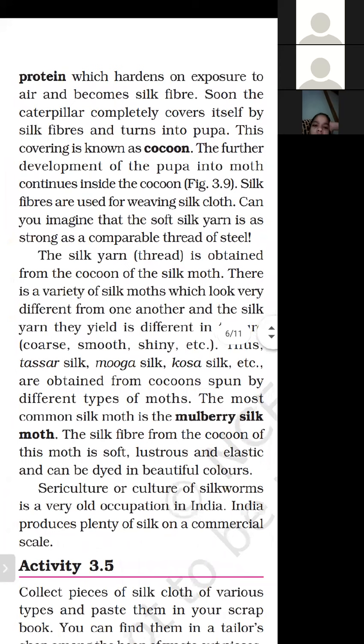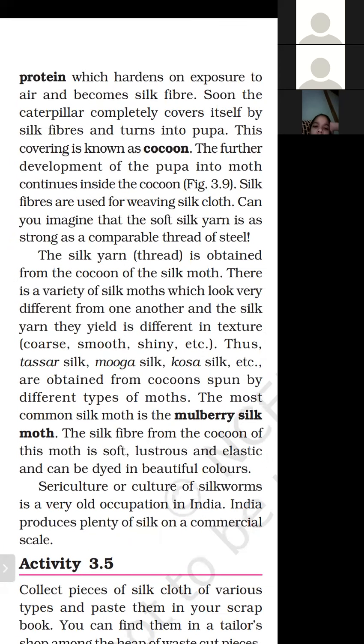Soon the caterpillar completely covers itself. After a few days, the caterpillar completely covers itself with the silk fiber and turns into a pupa. The further development of the pupa into a moth continues inside the cocoon. That hard covering is known as the cocoon.